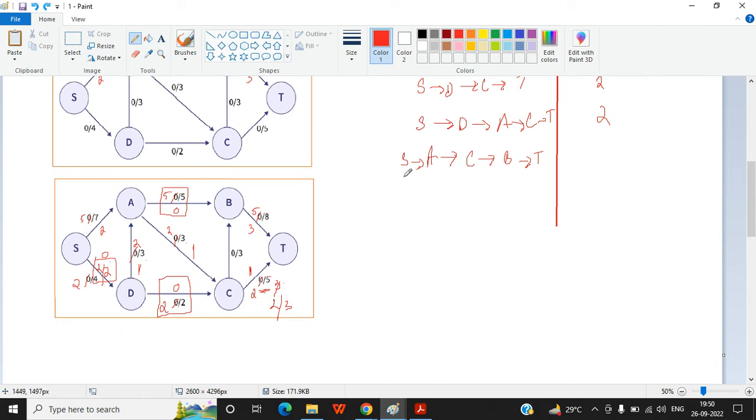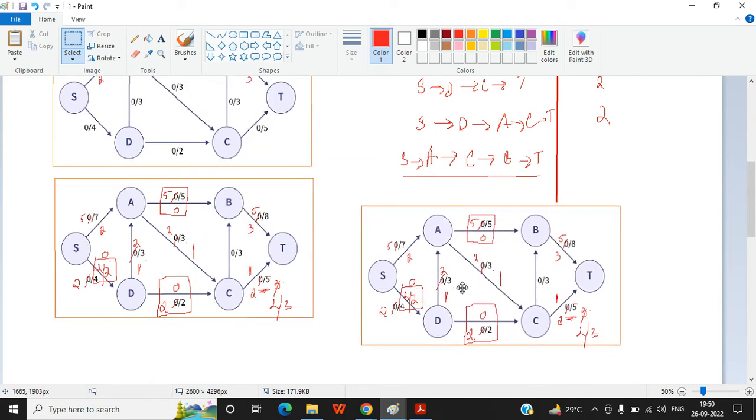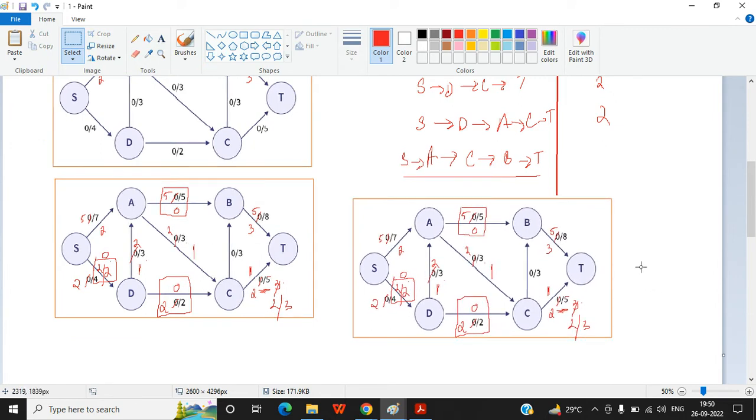Okay. Now see, we are considering this as the augmenting path. I am doing it in this picture. Let me copy it again. In the exam, you will have to rewrite and draw a different figure for each path.